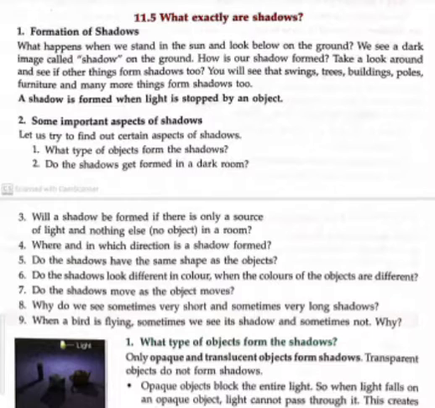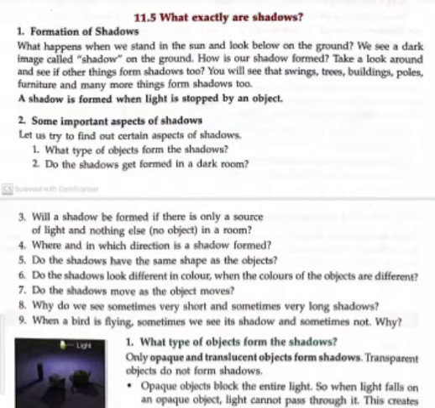Now, the formation of the shadow. What happens when we stand in front of the sun and look below on the ground? We can see a black shadow near us. A shadow always starts from the object. It cannot separate from the object.